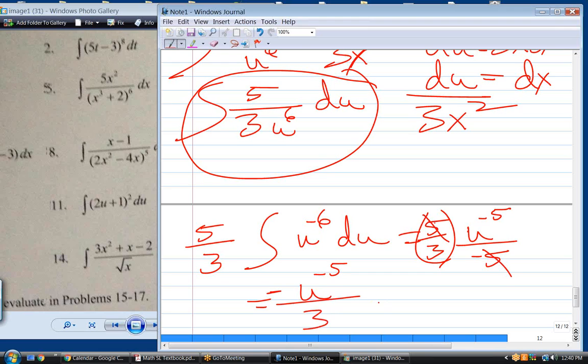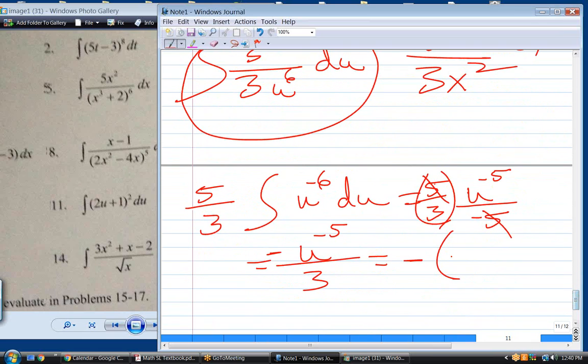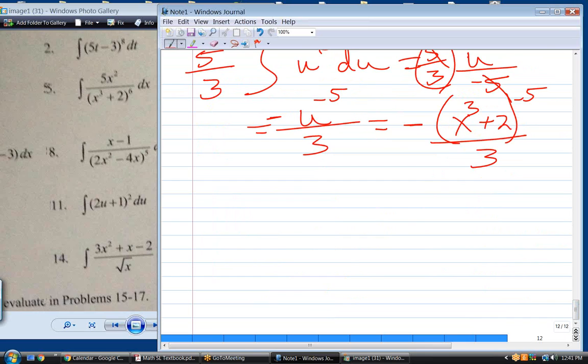And now I resubstitute. It's always the last step. u was x cubed plus 2. It's now minus 5th over 3. And if I want to write that in the manner they gave it to us, without negative exponents but with positive exponents, then it's minus 1 over 3 times x cubed plus 2 to the 5th, plus c.